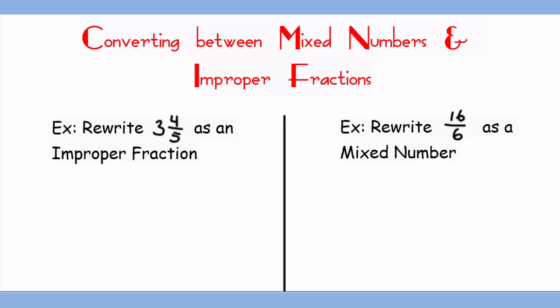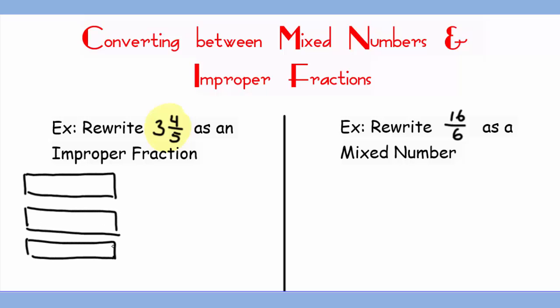Now, how do you convert between a mixed number and an improper fraction? In the first example, we will talk about how to rewrite or convert 3 4/5 into an improper fraction. Before we do any math, we should first understand what 3 4/5 means by first drawing a picture of it.